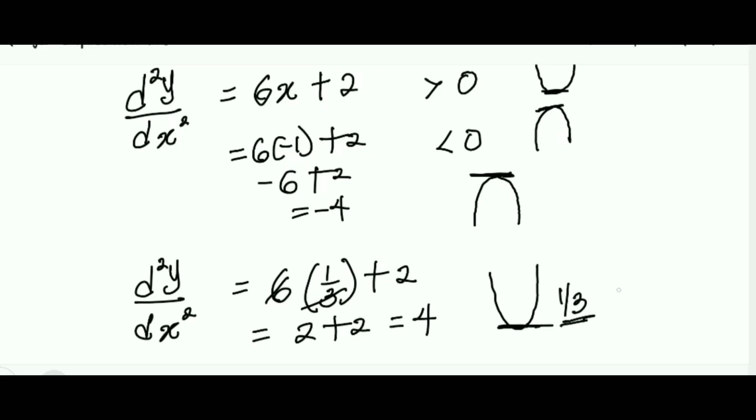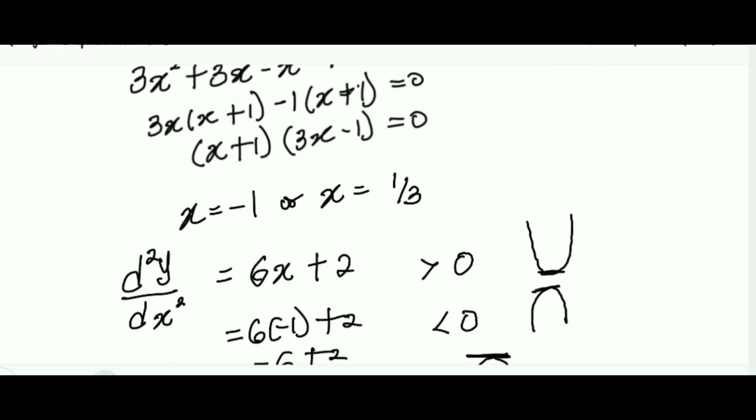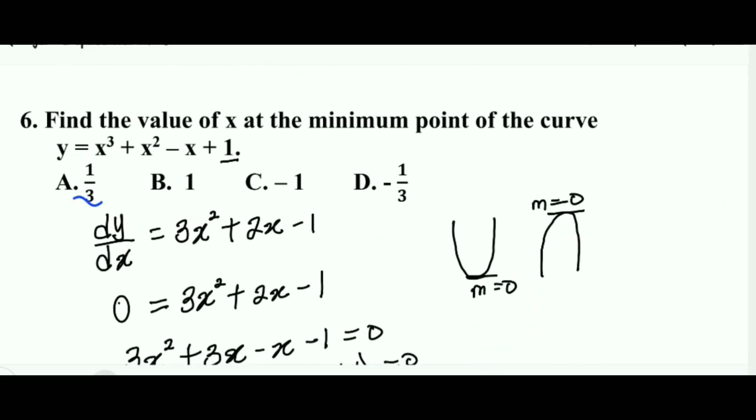So the correct value here is 1 over 3. And that is option A.